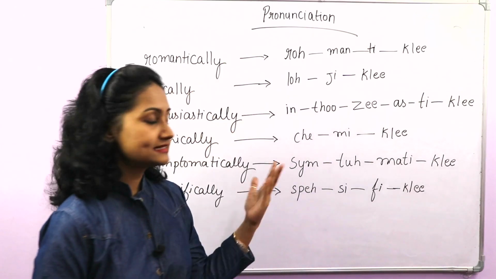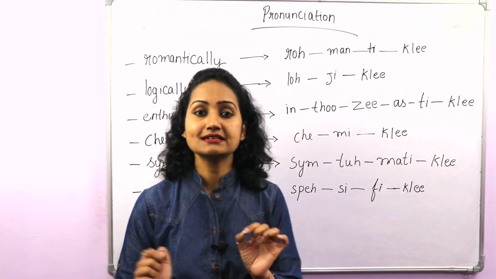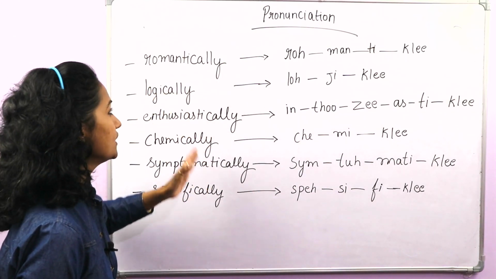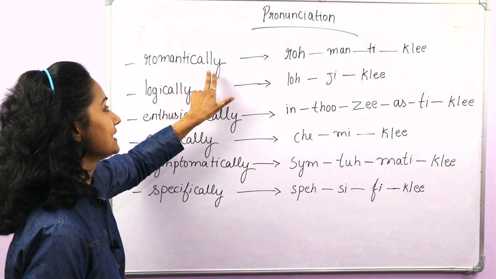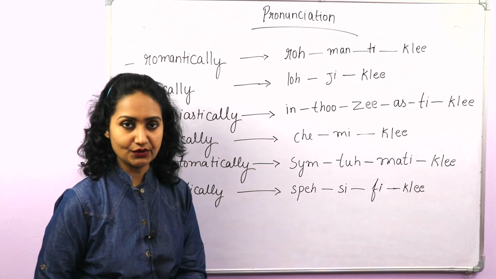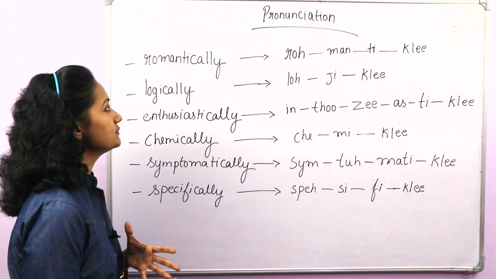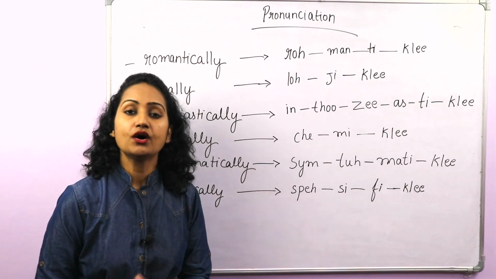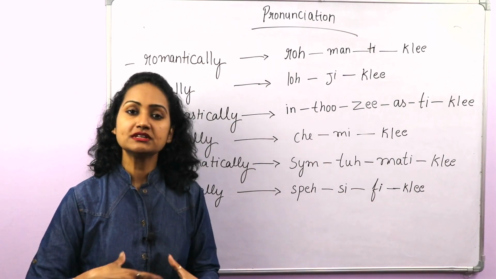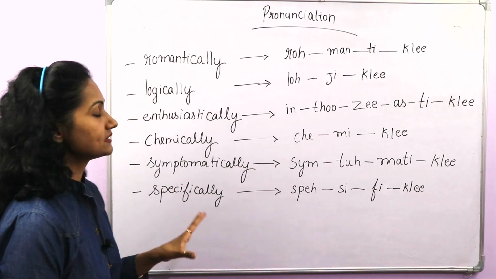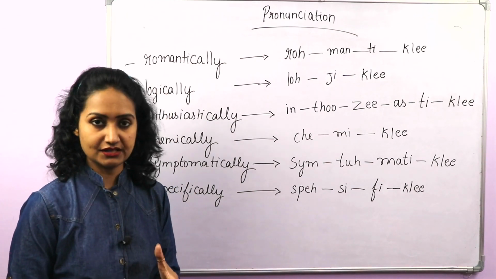Now, let's see where letter A is silent, okay? So A is silent generally in these words where the ending is C-A-L-L-Y. So it's not Cali, it's Clee, okay? Sometimes I have heard people saying romantically or logically or basically. So these are all incorrect pronunciations, okay? It's not Cali, it's Clee, okay?